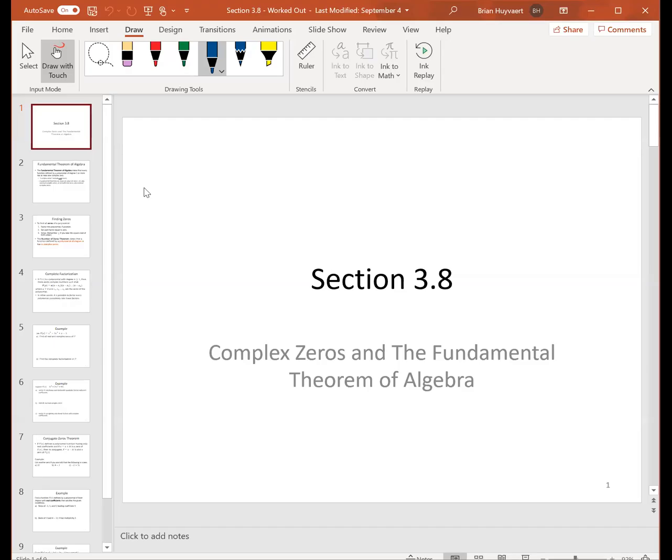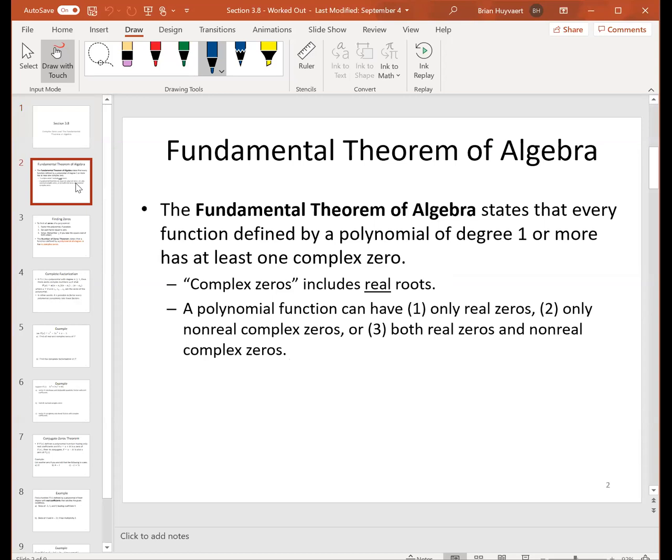All right, in this section, we're going to look a little bit more at complex zeros and the fundamental theorem of algebra. So that fundamental theorem says that every function defined by a polynomial has at least one complex zero.